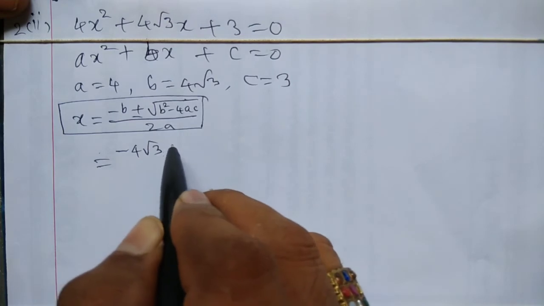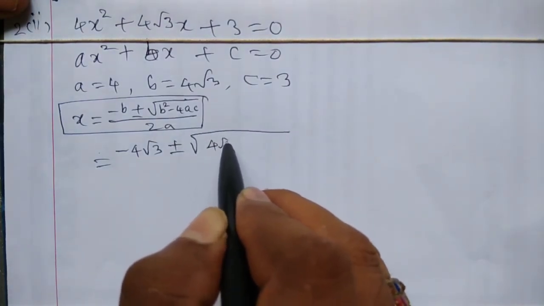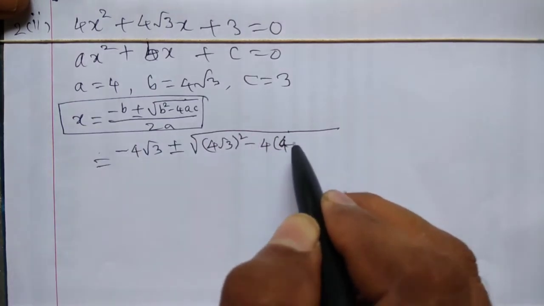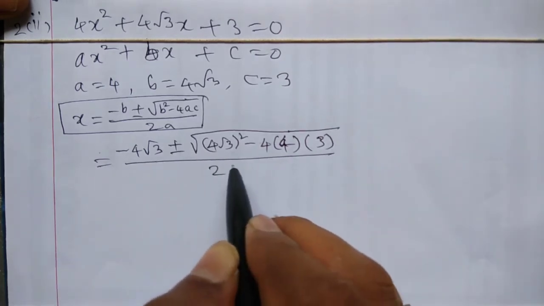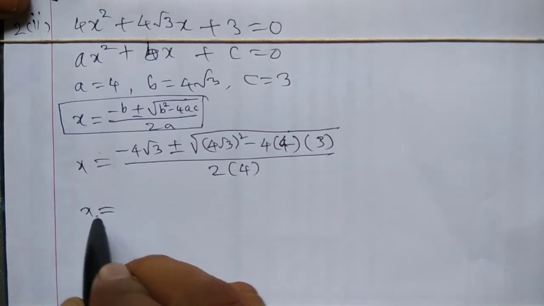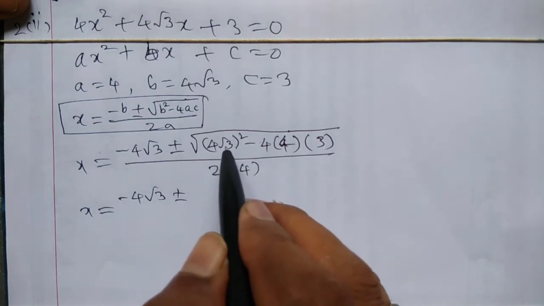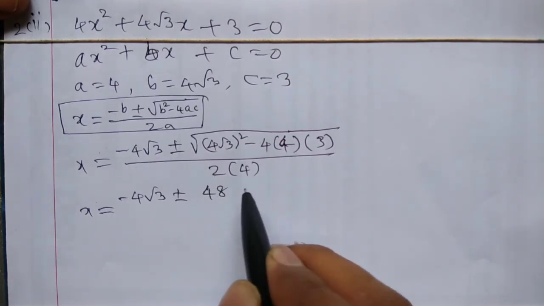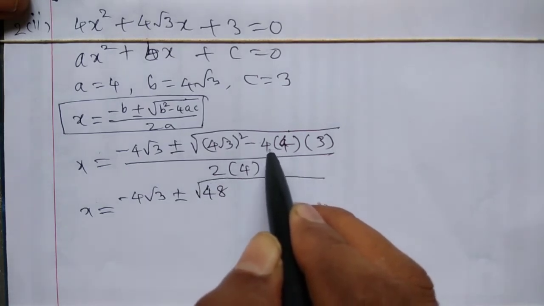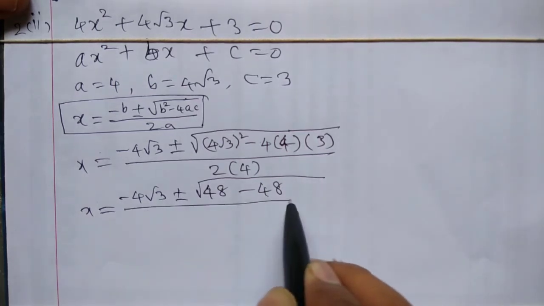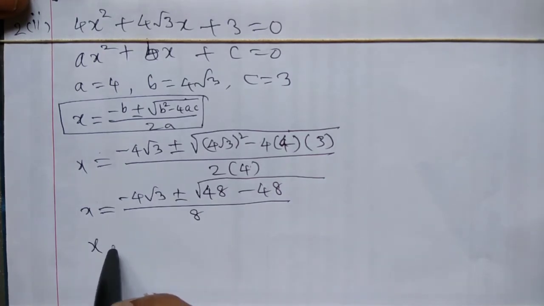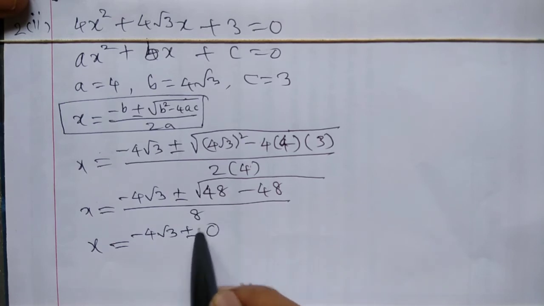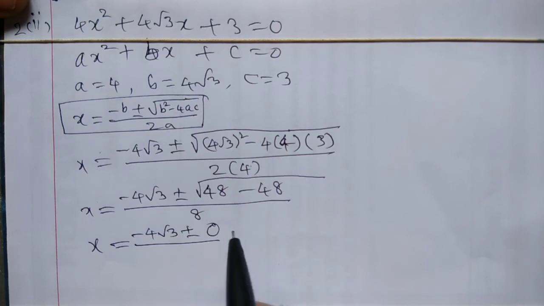Minus b, minus 4 root 3, plus or minus under root of 4 root 3 whole square minus 4 into a, a means 4, c is 3, by 2 into 4. x is equal to minus 4 root 3 plus or minus square root of 48, 4 4s are 16, 16 3s are 48, minus 48 is 0, by 8.